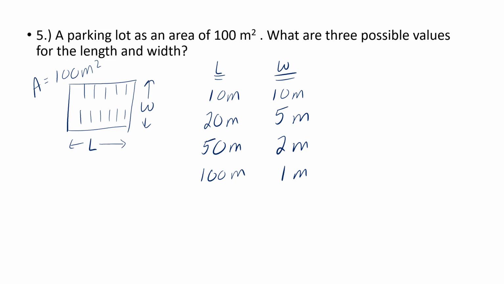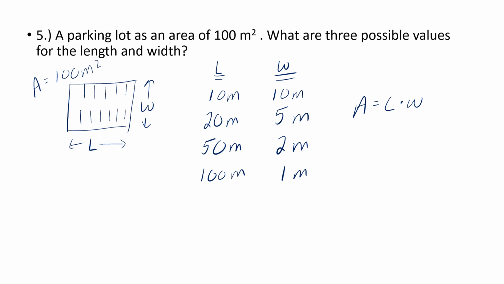And that also is going to tap into an idea later on in algebra about restrictions on what your values can be. So while 100 meters times 1 meter might work mathematically in the formula area equals length times width, it doesn't necessarily work practically in real life. Now there are other things that you might have picked for this.